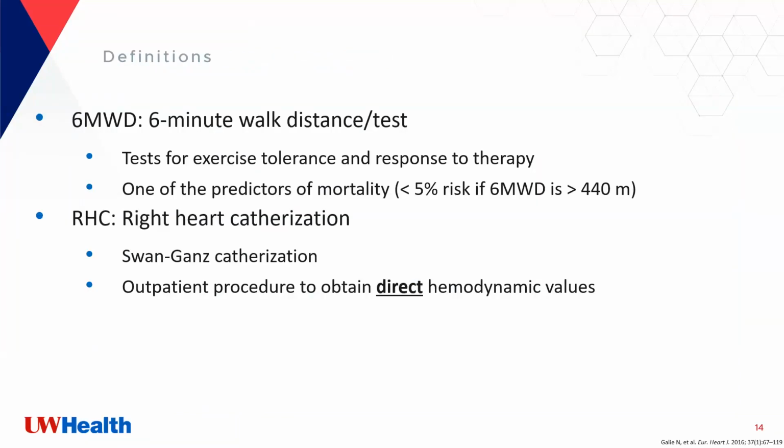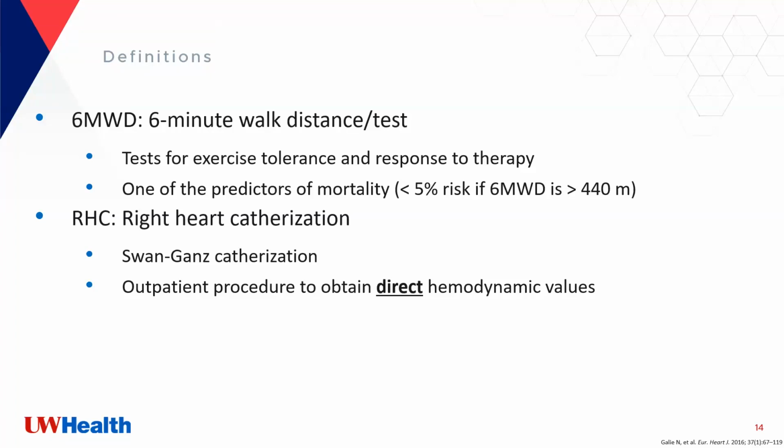Some other definitions I would like to mention before moving on with the presentation. First is the 6-minute walk test, which is a testing of exercise tolerance that is commonly used to see how far a patient can walk. Normal distance is between 400 to 700, really depends on patient factors. But together with WHO functional class, 6-minute walk distance can be used to describe initial state and then response to therapy. And also, it is one of the predictors of mortality for patients with pulmonary hypertension. For example, the risk of mortality is less than 5 if patients can walk more than 440 meters.